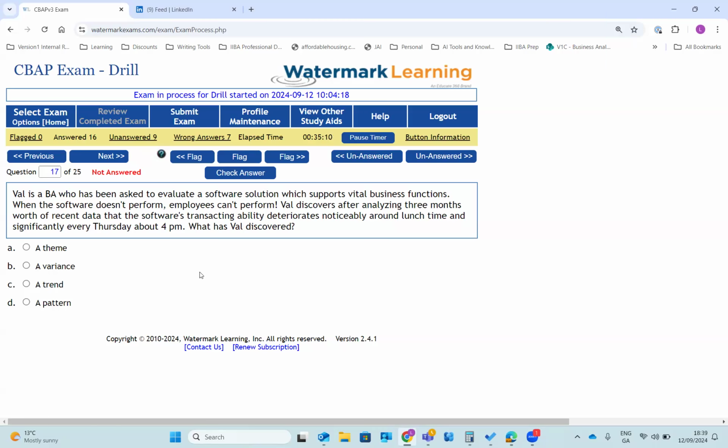I think trend, like peak hours, something like that. Why not any other? Not variance because there are no two numbers, right? Not theme because I just don't remember theme, and pattern, maybe pattern, but I don't know. I just think trend, like peak hours, you know.